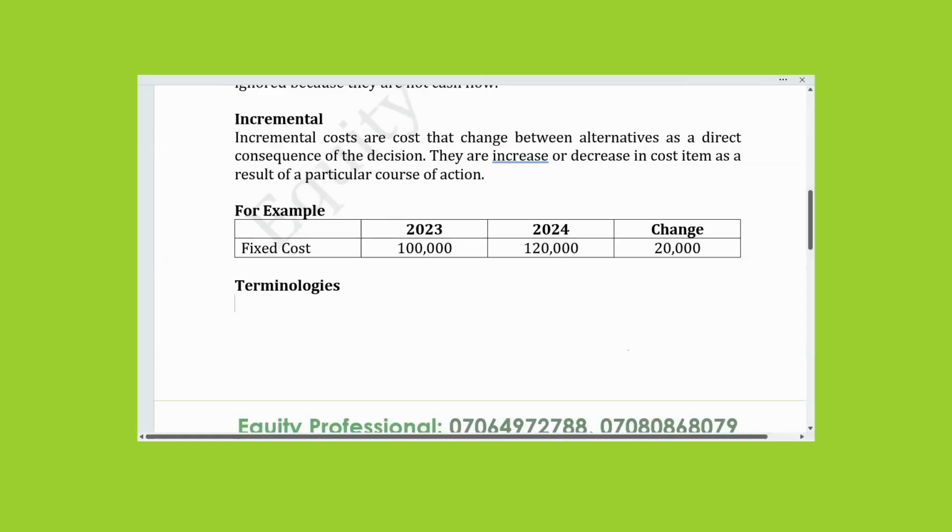Good evening, sir. My question is, why are we only recognizing the 20,000 naira difference as the cost for 2024? Because that's the increment. You can see that your fixed cost has increased from 100,000 naira to 120,000 naira. So it is not 120,000 naira that was incurred in 2024. It is the addition you are going to consider. That's why it is called incremental.